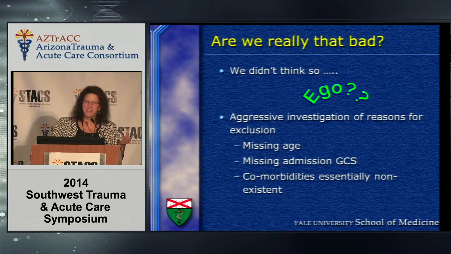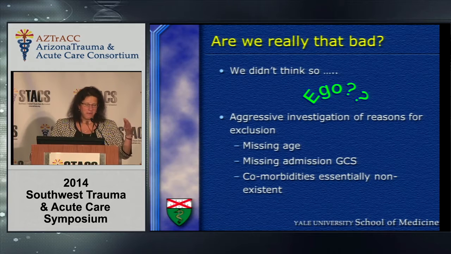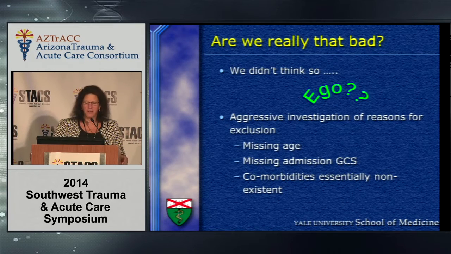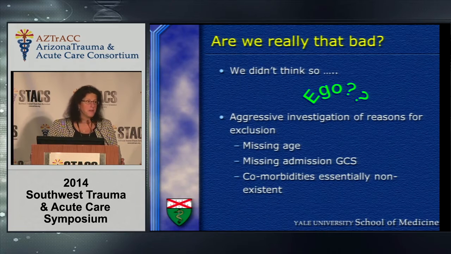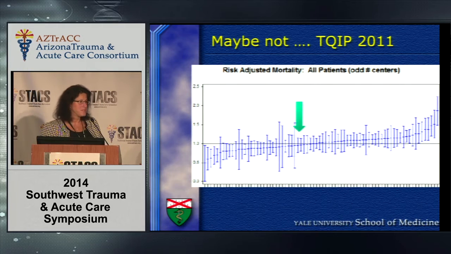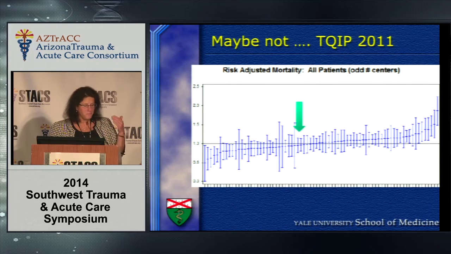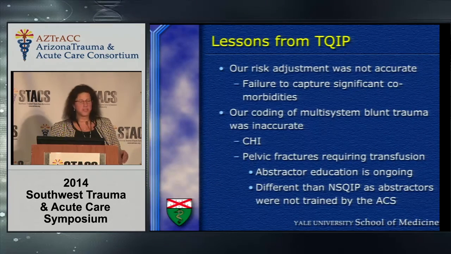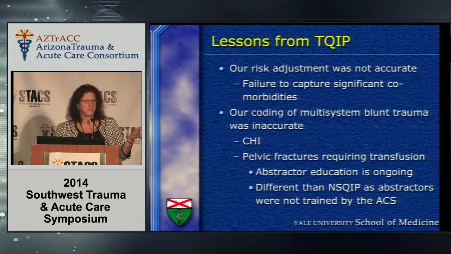And when I realized that, I kind of wanted to crawl under the desk and cry, but we got together with our registrars, and thank God they are wonderful people. They've done a great job of correcting the problem. And this is where we are today, smack dab in the middle of where we want to be. A little bit more dirty laundry in a minute, but what we realized from TQIP initially was that our risk adjustment was not accurate, and we were failing to capture significant comorbidities. And particularly, we were failing to capture significant comorbidities in pelvic fractures requiring transfusion because we weren't quantitating how much transfusion they required.